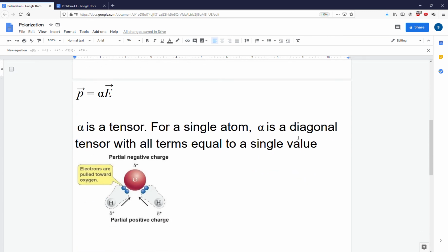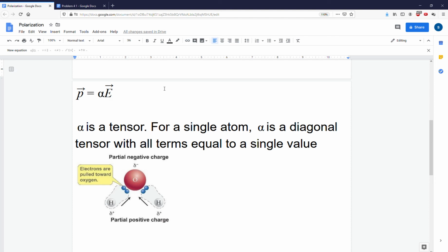For atoms and molecules, we can say that the induced dipole moment is equal to this quantity alpha, called the polarizability, times the electric field. Now, in general, polarizability is a tensor, which means that it has 9 components, an xx, xy, xz, etc. Its relationship is described in equation 4.3 of your textbook.